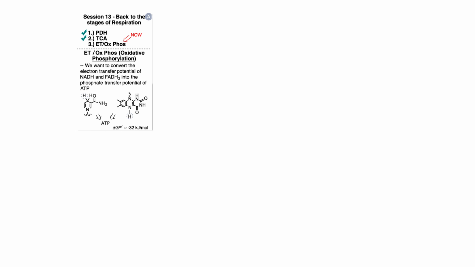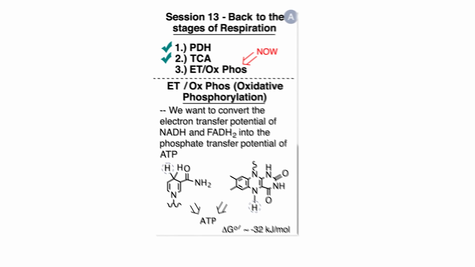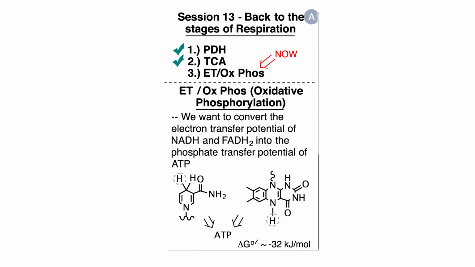We're now on Storyboard 12, Session 13. Let's take a look first at Panel A. I mentioned earlier that respiration is the oxidative metabolism of all metabolic fuels, carbohydrates as well as lipids. If we were starting with a carbohydrate, then respiration starts with the pyruvate dehydrogenase reaction and then proceeds into the TCA cycle and then into electron transport and oxidative phosphorylation.